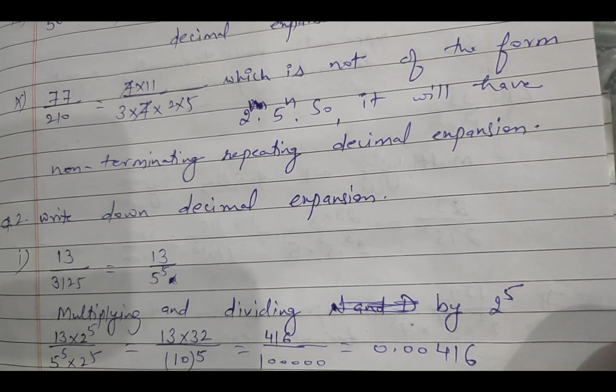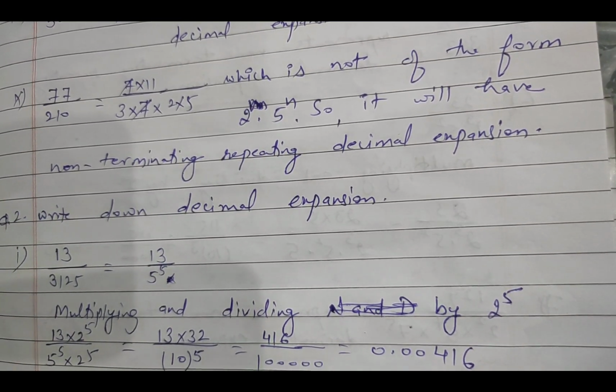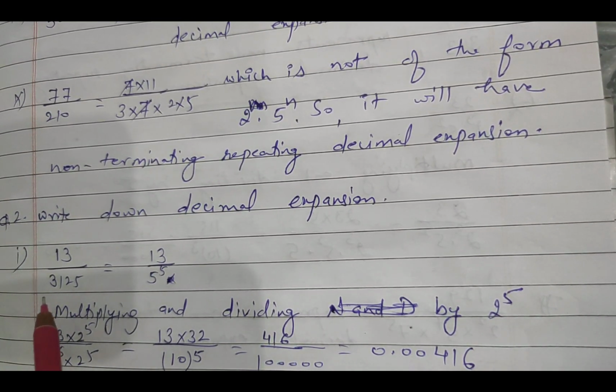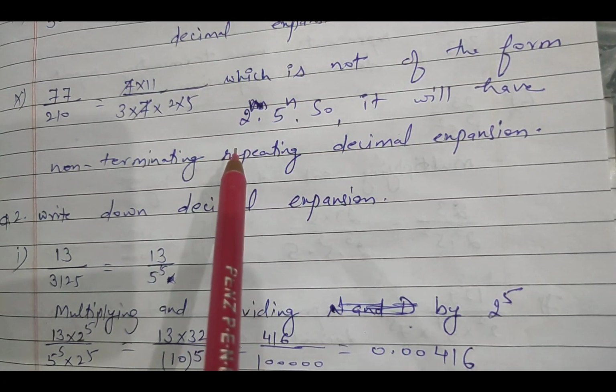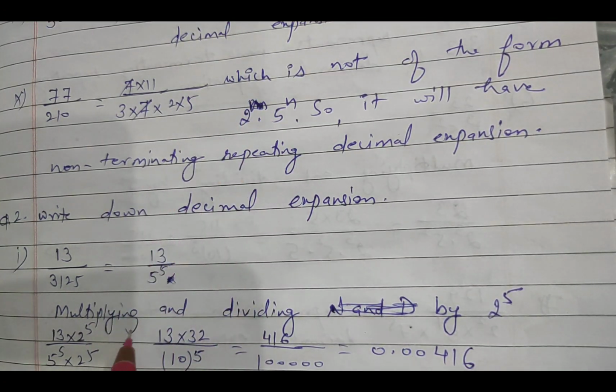Write down the decimal expansion. Again, how did you used to write the decimal expansion? By actually dividing. You used to divide the numerator by the denominator. But again, we will not do so. We will take the help of this theory only, that if in the denominator there is the form of 5 raised to power n and 2 raised to power m, then we can have the terminating decimal.